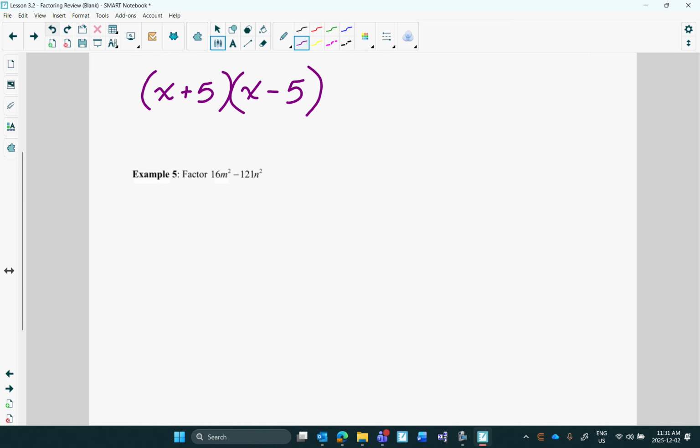This one's pretty straightforward. The difference of squares. As soon as you recognize it as one, you don't even have to do any math yet, and you can set it up like that. What are the first terms? 4m, 11n. We're done. Okay.